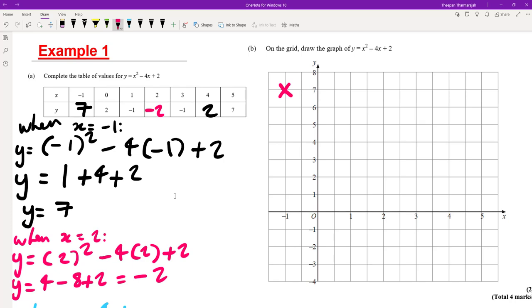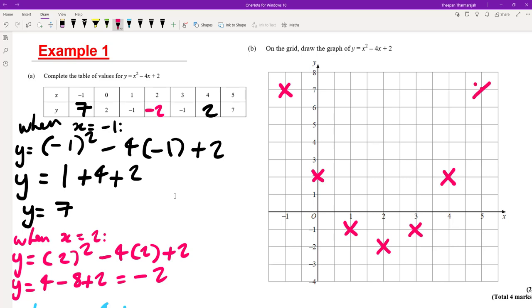Then 0 and 2. Then 1 and minus 1. Then we're going to plot 2 and minus 2. Then we're going to plot 3 and minus 1. Then we're going to plot 4 and 2. And then we're going to plot 5 and 7.